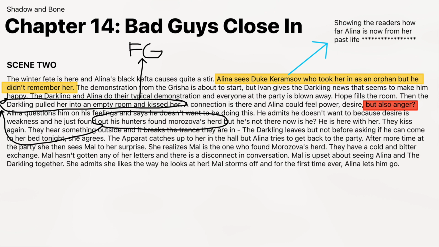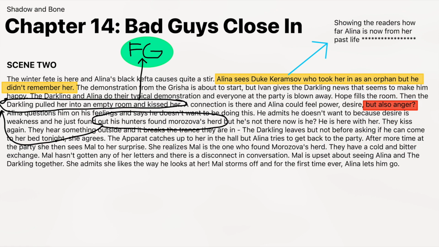Alina's excited. Again, this is a new false goal. She kind of has false hope about what's happening between her and the Darkling. She's excited that they kissed. She's seeing this as validation for who she is, someone powerful and wanted by the Darkling, which is something she's never felt before in her life. So the Darkling's leaving, and the Apparat catches up to her in the hall. But Alina tries to get back to the party. She's like, I don't want to talk to you because you creep me out, if you remember. So she ignores him.